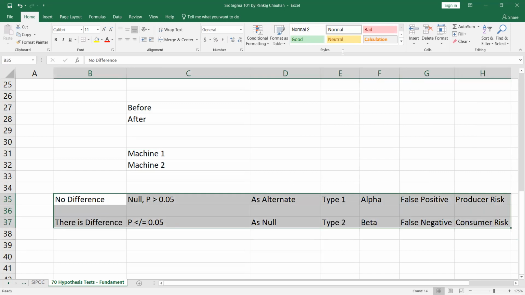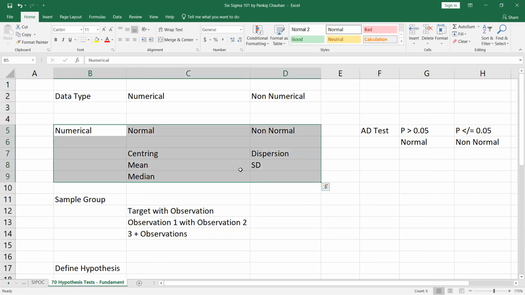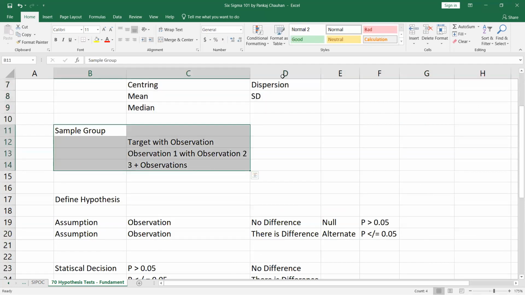In the next session, I am going to explain how to select the appropriate hypothesis test based on the data type, based on the sampling or variation, and based on the sample groups you are comparing.